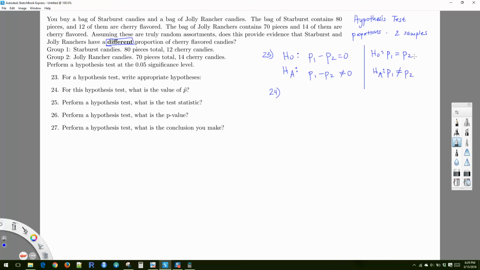Okay, and so just from simple algebra, if I subtract P2 from this side, I would get a 0 over here, and then on the left-hand side, I would get P1 minus P2. So I'm just doing algebra to go from here to here or from here to here. So these two things are saying the exact same thing.